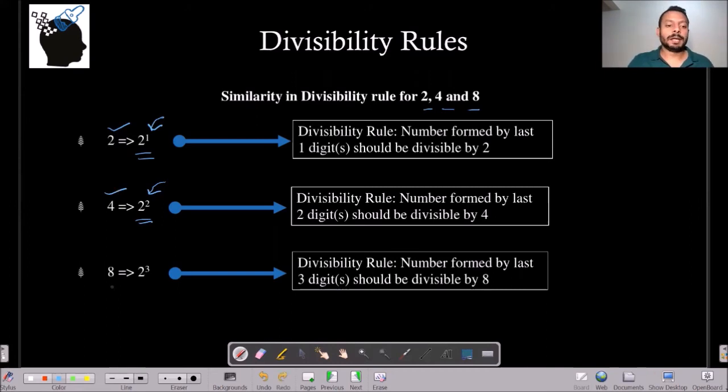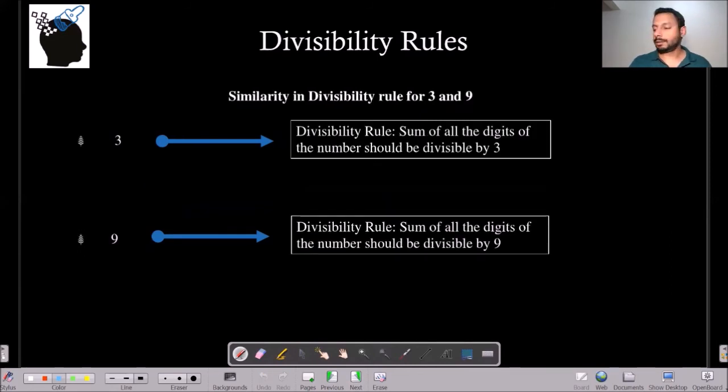Divisibility by 8, 8 can be written as 2 cube. And the rule was if the number formed by the last 3 digits is divisible by 8, then the number will be divisible by 8. Let's look at the similarities between the divisibility rules for 3 and 9. The divisibility rule for 3 was if the sum of the digits is divisible by 3, then the number is divisible by 3. Similarly, the rule for 9 was if the sum of the digits is divisible by 9, then the number will be divisible by 9.